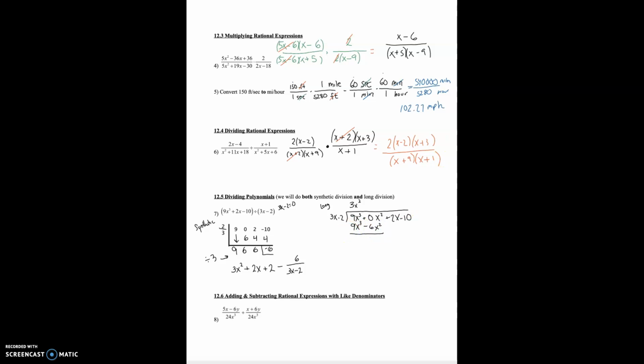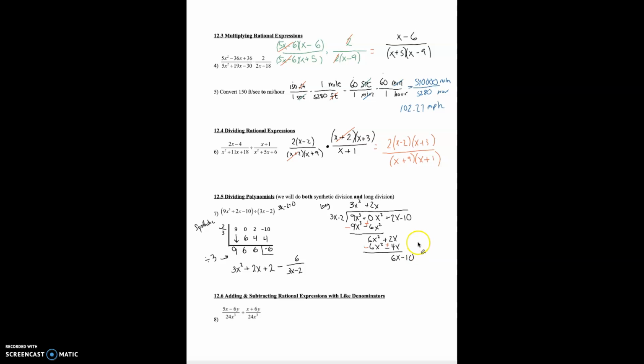Then you take the opposite of both terms. So minus, and this becomes a plus. And we go ahead and add that. We get 6x squared. Bring down the 2x. How many times does 3x go into 6x squared? 2x times. Multiply. Then take the opposite. And we get 6x. Bring down that minus 10.